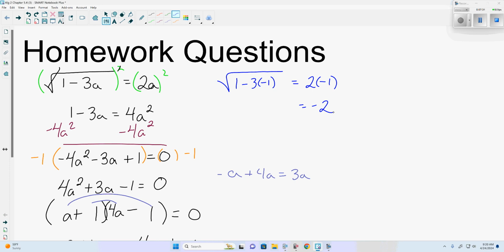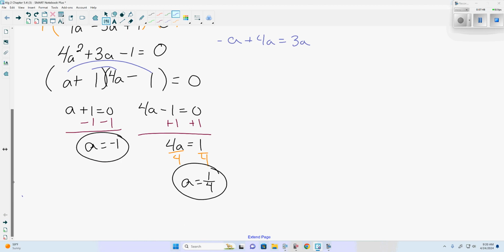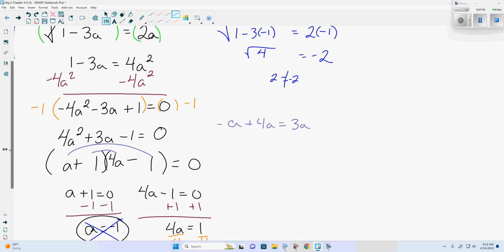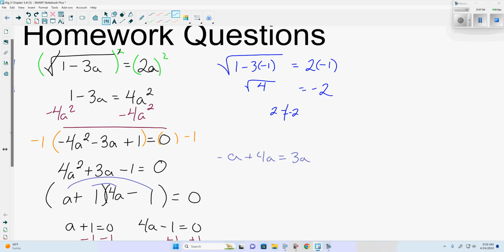Now if we plug this in and work this out, we actually get 1 minus -3, which is +3, giving us 4, telling us 2 is equal to the square root. Square root of 4 is 2. 2 equal -2, that does not work. So we can say that a equals -1 is an extraneous solution. It's a solution that we get from solving, but does not work in the original context. Does that make sense?